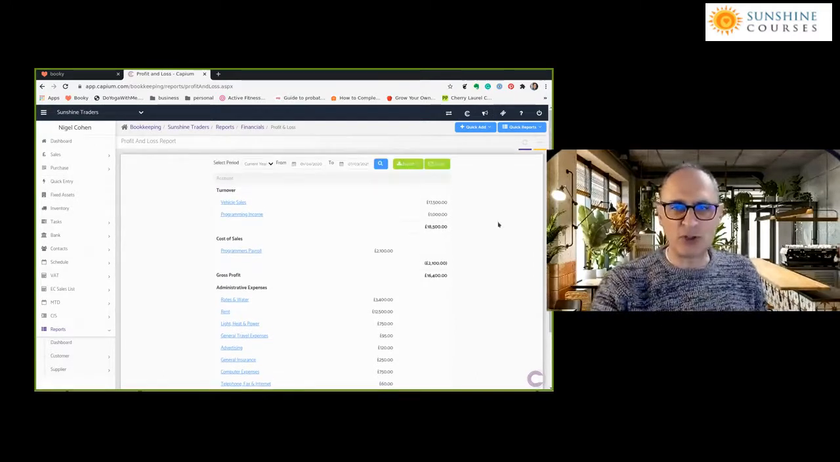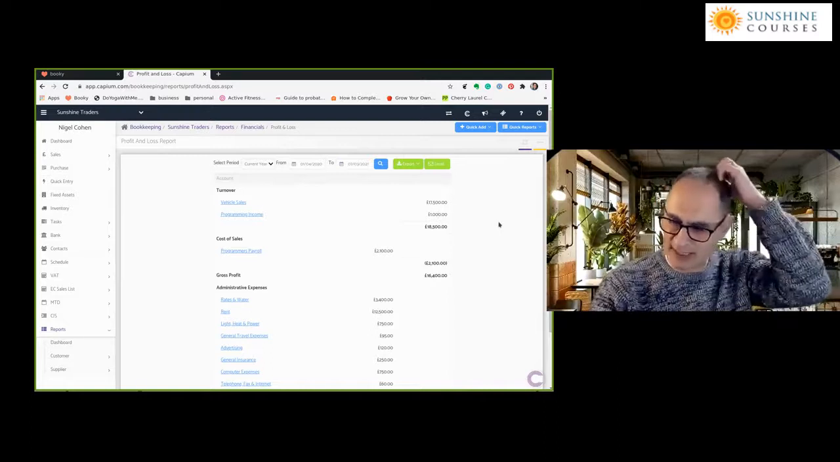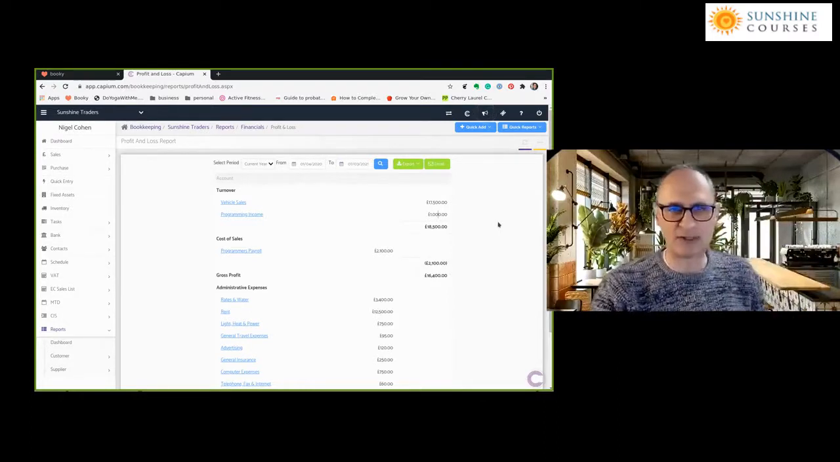I now want to look at what happens when we receive some money. How do we account for the fact we receive some money from one of our customers? So the answer is you enter it either by a quick add as a receipt, or you can go back to sales and look for receipts. It doesn't matter which you do. Again, I'm going to do the easy way, quick add of a receipt.